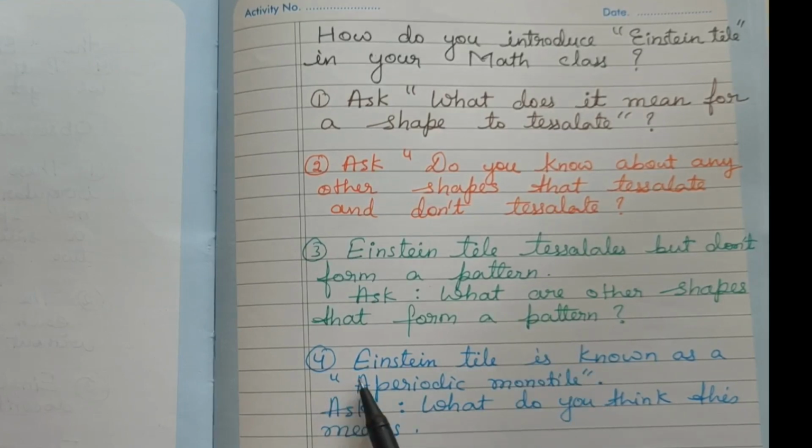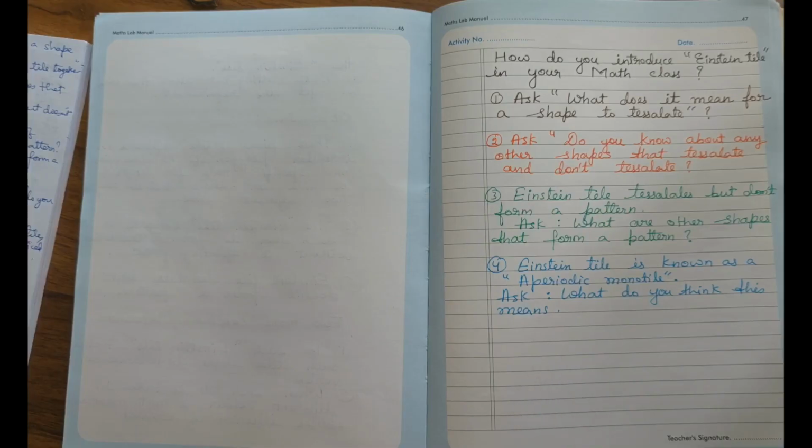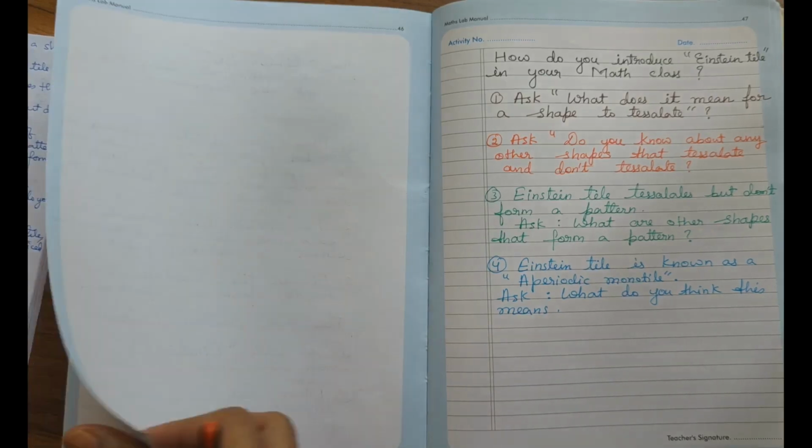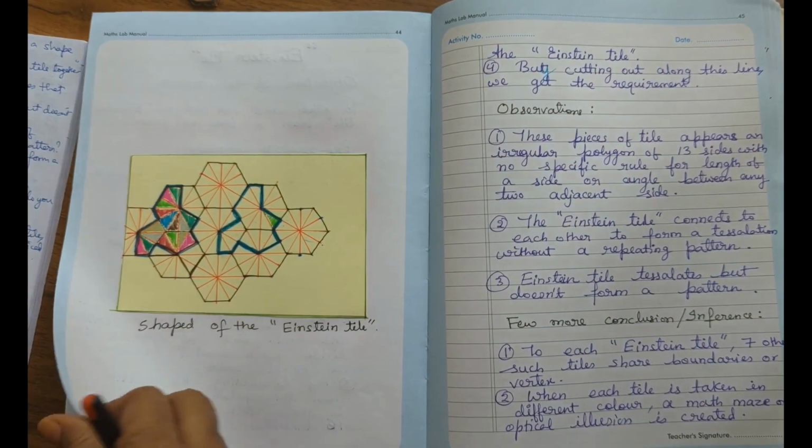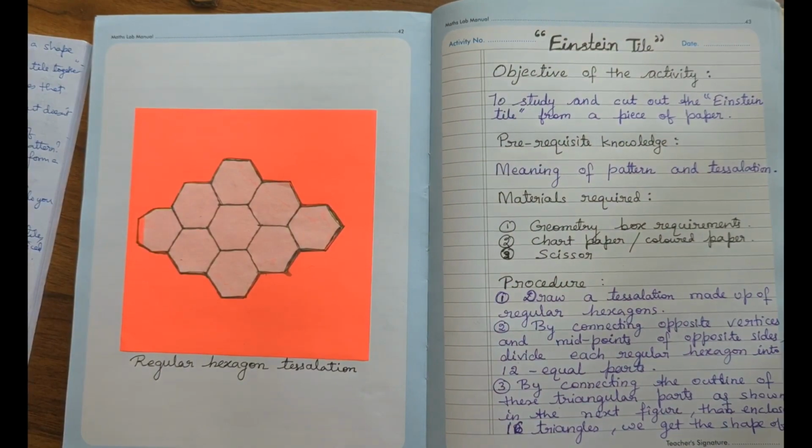And a few more questions, as the Einstein tile is also known as an aperiodic monotile. So we can ask here, what do you think the word aperiodic monotile means? Hope this activity engages the students in a hands-on maths learning activity.